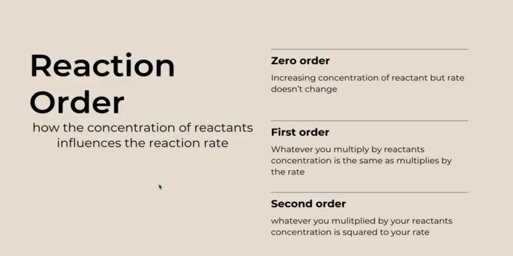Reaction order: how the concentration of reactants influences the reaction rate. Zero order is when you increase the concentration of the reactant, but the rate doesn't change. First order is whatever you multiply the reactant's concentration by, the rate is multiplied by the same amount. Second order is whatever you multiply your reactant's concentration by, the rate is multiplied by that amount squared.